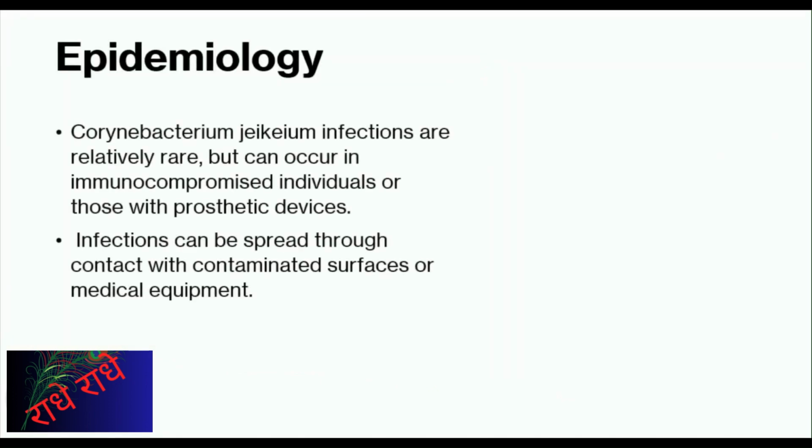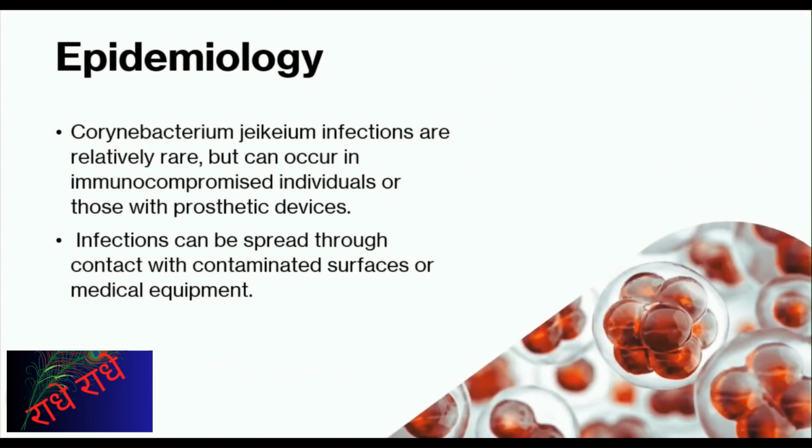Corynebacterium jeikeium infections occur primarily in people whose immune systems are compromised or weakened, as well as those who have prosthetic devices. This infection is mainly spread through contact with contaminated surfaces or medical equipment, resulting in an increased risk of transmission. This is due to the fact that C. jeikeium is a gram-positive opportunistic pathogen, meaning it can take advantage of weakened or lowered immunity. In order to prevent the spread of the infection, it is important to recognize its cultural characteristics, morphology, host range, and virulence factors.